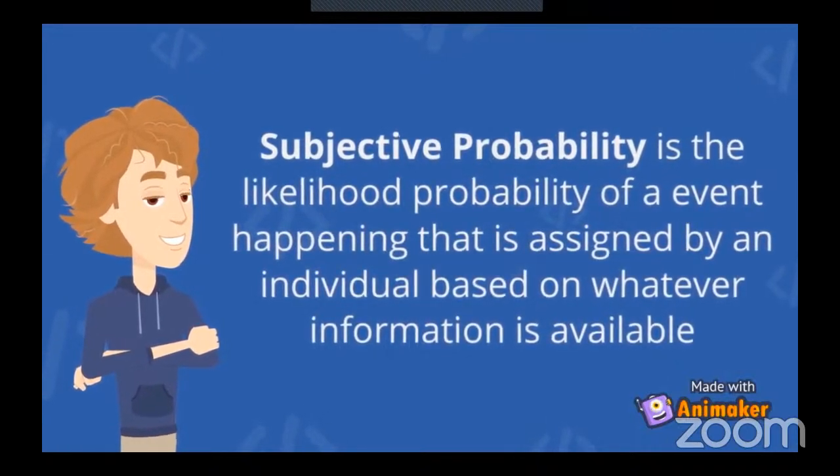Subjective probability is the likelihood of an event happening that is assigned by an individual based on whatever information is available.